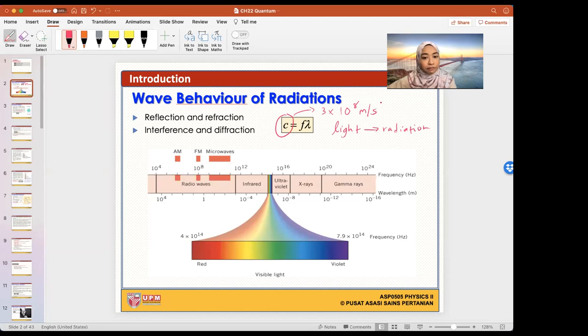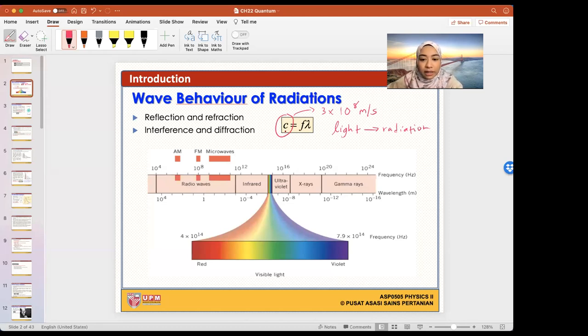Okay, so the speed of light is very fast. Basically, you just look at it, it's already there. Your eyes cannot detect when the light reaches that place because it's too fast. Your eyes are not equipped to capture the fastness of the light. So that's why the speed of light is 3 × 10⁸ meter per second.